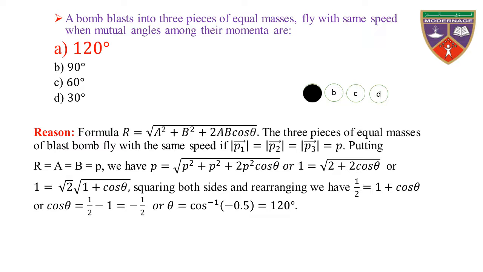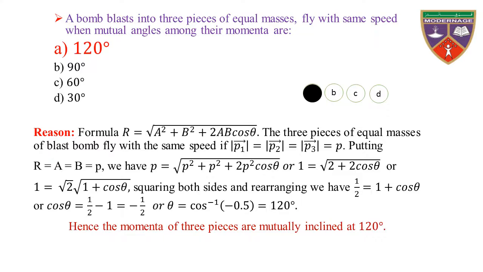Now squaring both sides of this equation, we have 1 by 2 is equal to 1 plus cos theta, or cos theta is equal to 1 by 2 minus 1, which is equal to minus 1 by 2, or theta is equal to cos inverse of minus 1 by 2, which can also be written as theta is equal to cos inverse of minus 0.5, and it is equal to 120 degree. Hence, the momenta of 3 pieces are mutually inclined at 120 degree.